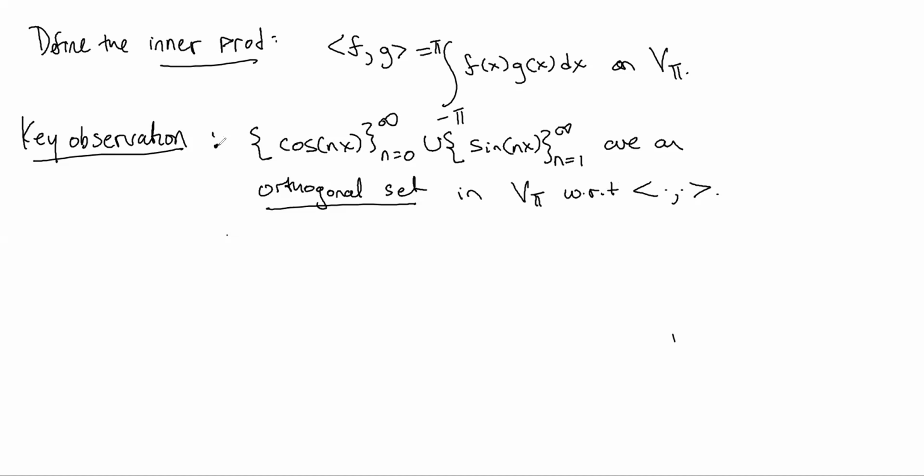Literally, this means the vector is 1, cosine x, cosine 2x, dot dot dot, and then sine x, sine 2x. No, n must not be the same for both sine and cosine. Maybe you're not familiar with this notation. This notation literally means cosine nx: I'm making a set out of cosine nx for all integers n. This is an infinite set.